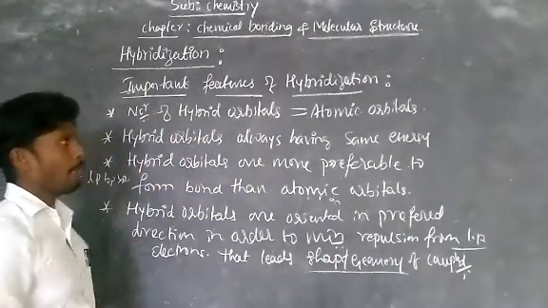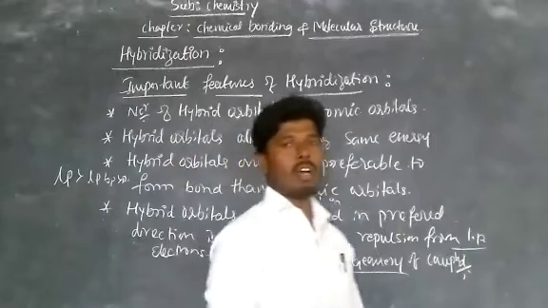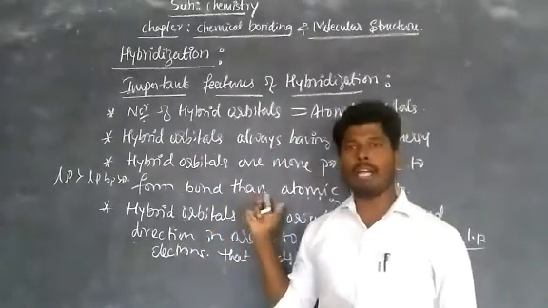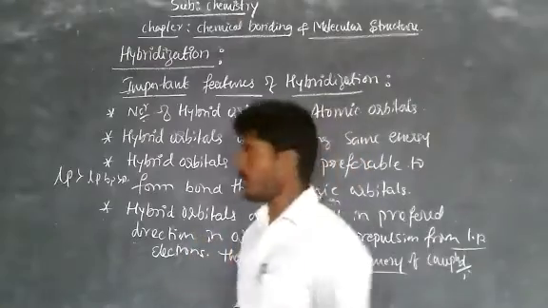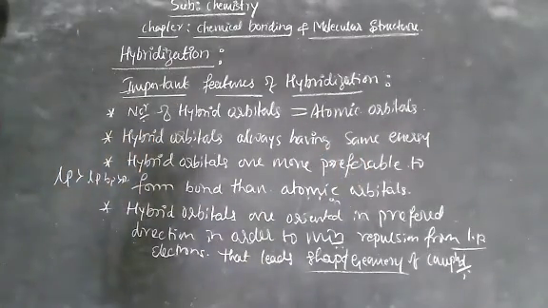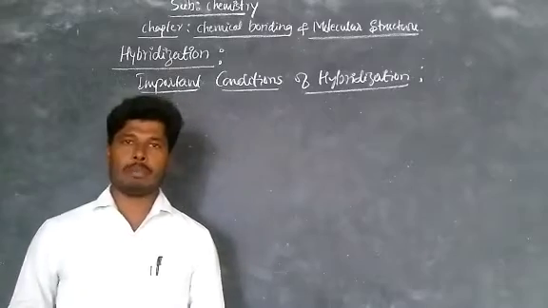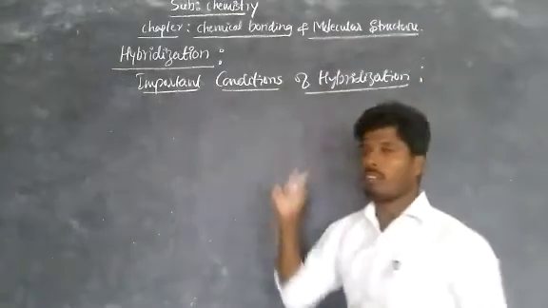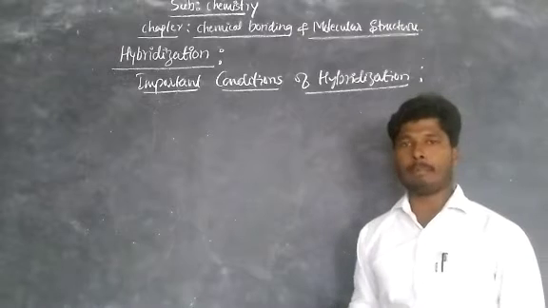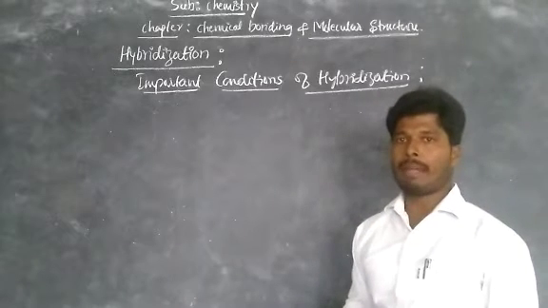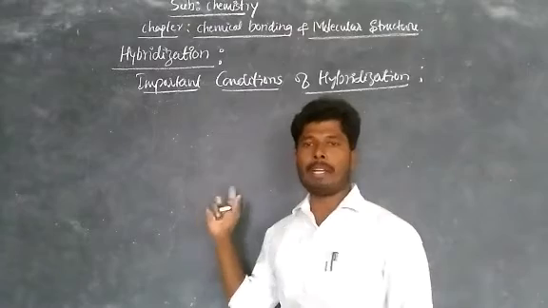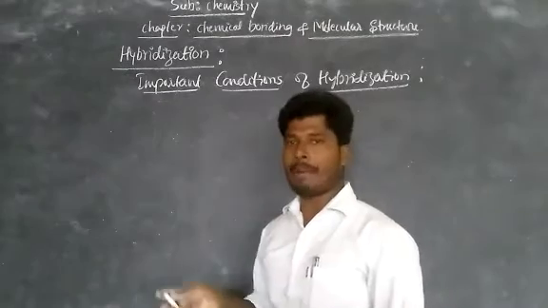These are some important features of hybridization. After knowing the important features, we are going to study the important conditions of hybridization. The next concept is the important conditions of hybridization. What are the important conditions to hybridize atomic orbitals? The first one is that valence shell orbitals are involved in the hybridization.